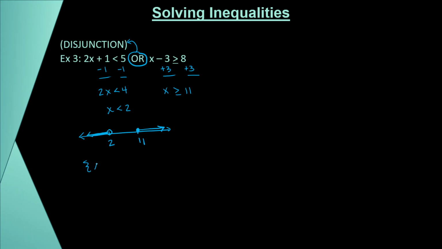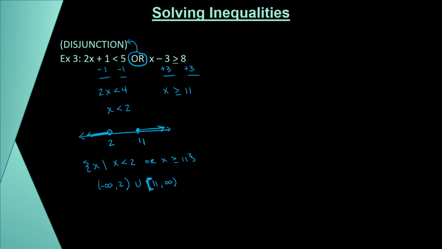So in set builder, I'm just going to write the inequalities. In the interval notation, to go less than 2, I'm going to go everywhere to the left. So the negative infinity is as small as we can get, so it always goes on the left-hand side in the interval. And then I'm going to join this with x greater than 11, and I want to make sure I put a square bracket because it can equal the 11.